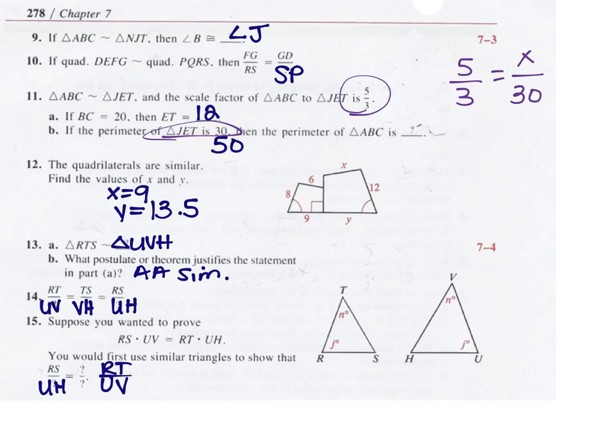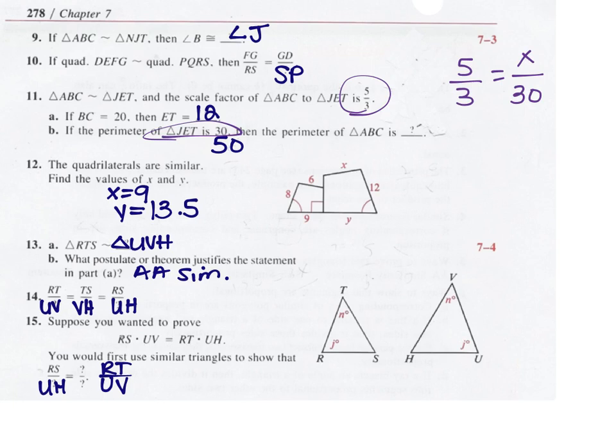Okay, 12, you had to figure out what your scale factor was this time. It's kind of turned sideways, so it's not necessarily in the same orientation that you're used to. The 8 matches the 12, so that would be your scale factor, 8 to 12 or 2 to 3. And then set that up with the other ratios, and you should get x equals 9 and y equals 13.5.